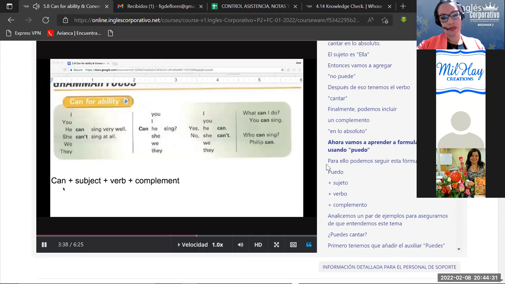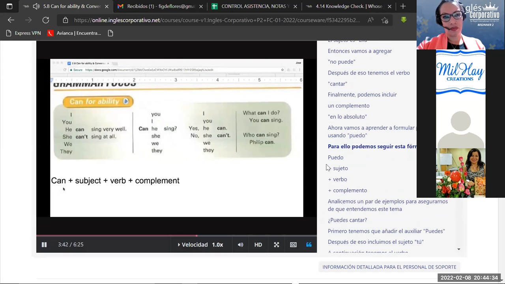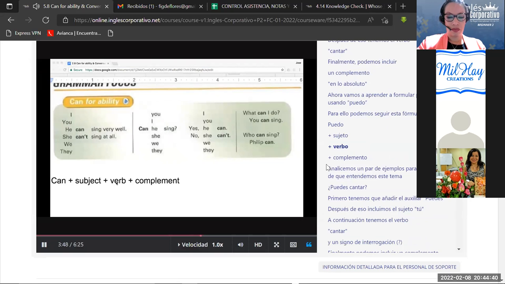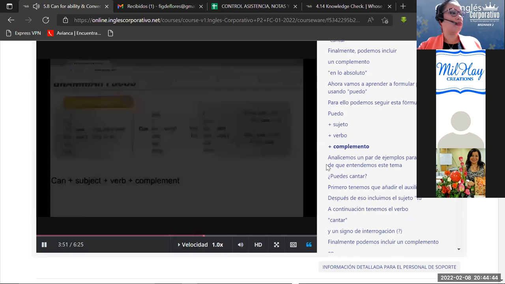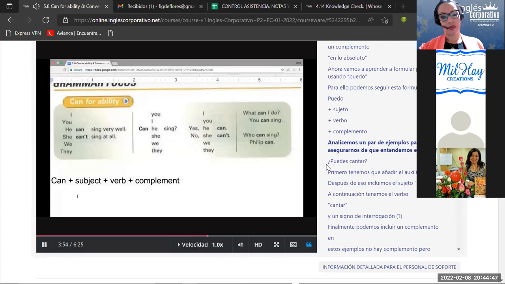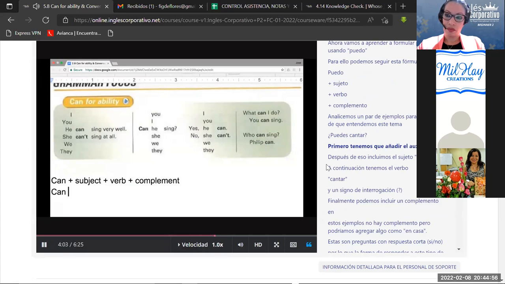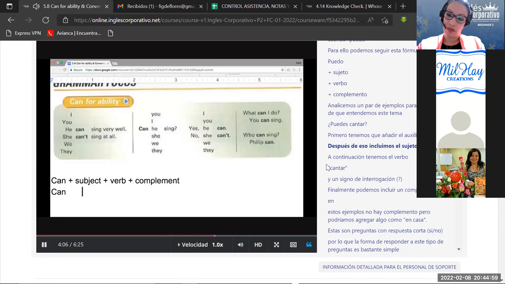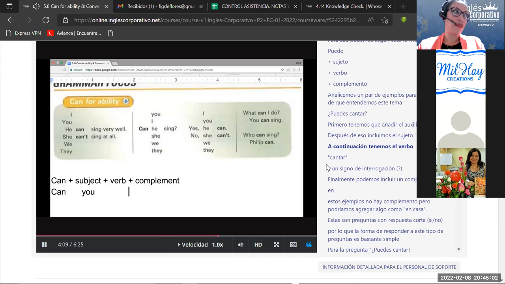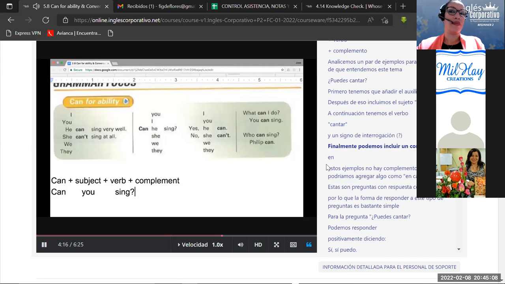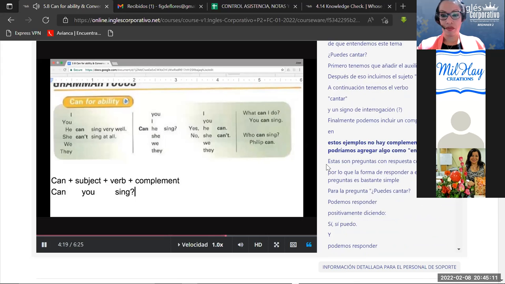Now let's learn how to form questions using can. To do this, we can follow this formula. The auxiliary can plus subject plus the verb plus a complement. Let's analyze a couple of examples to make sure we understand this topic. Can you sing? First, we need to add the auxiliary can. After that, we include the subject. Next, we have the verb sing and a question mark. Finally, we can include a complement. In these examples, there is no complement, but we could add something like at home.